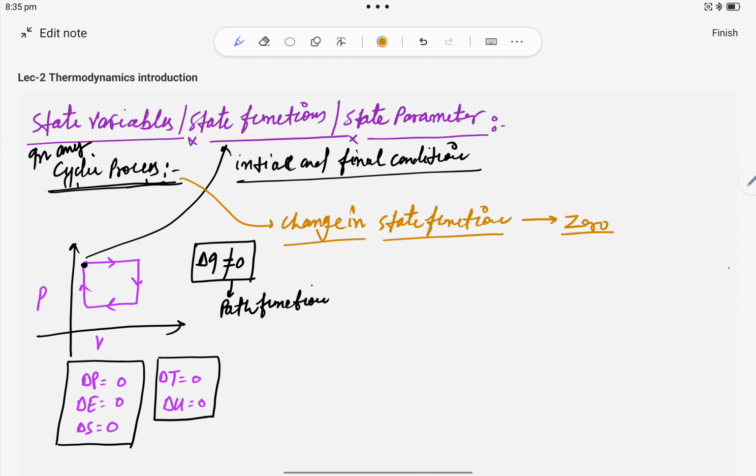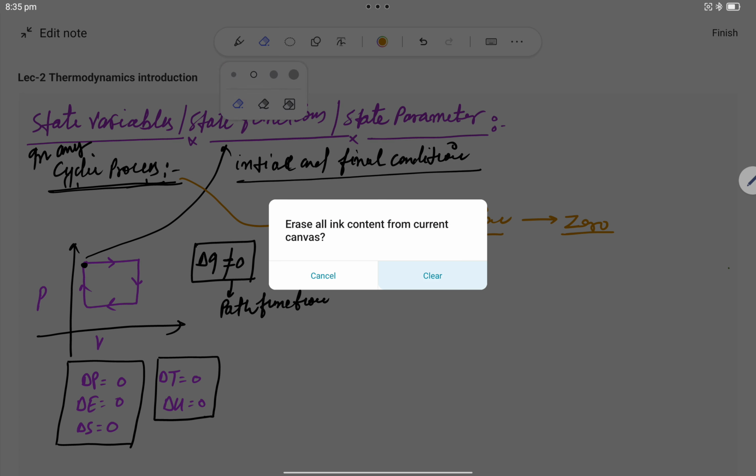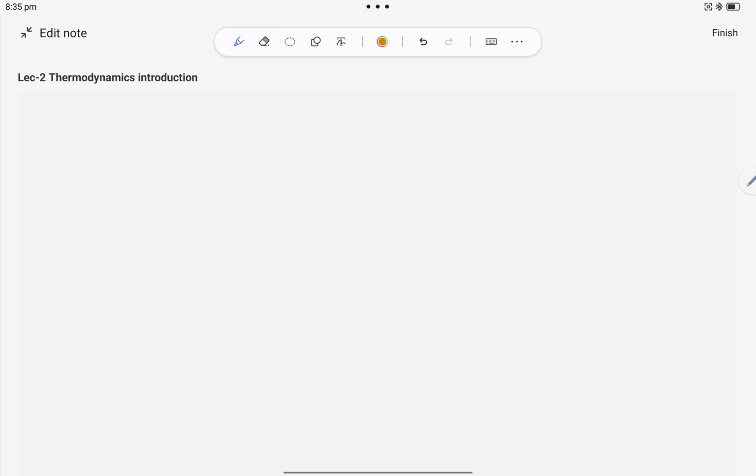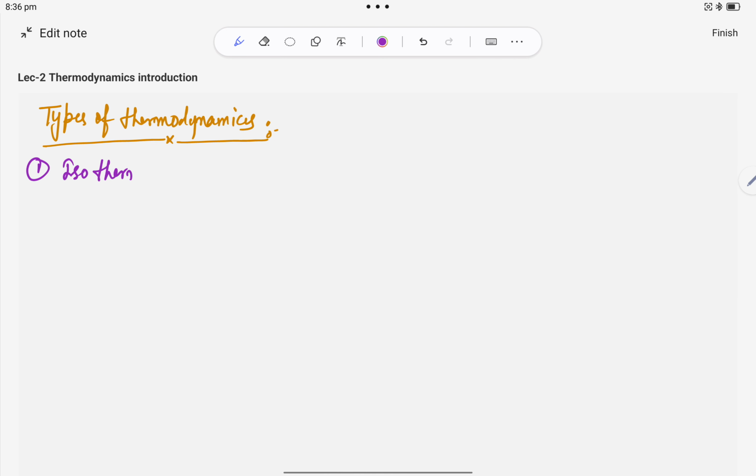So that's it. Now the next topic, types of thermodynamics process. That introduction of thermodynamics may take 40 to 50 minutes, but you have to be patient. So the first process is the isothermal process.